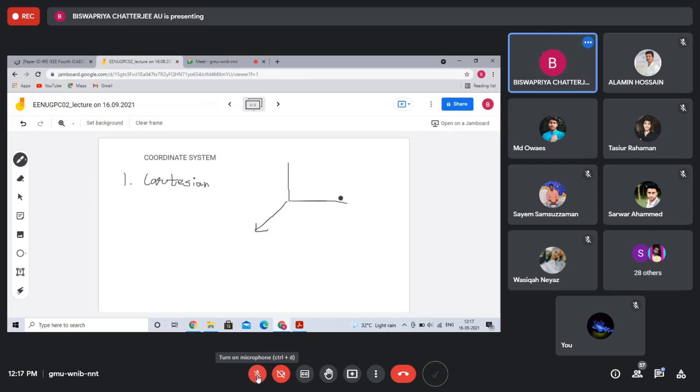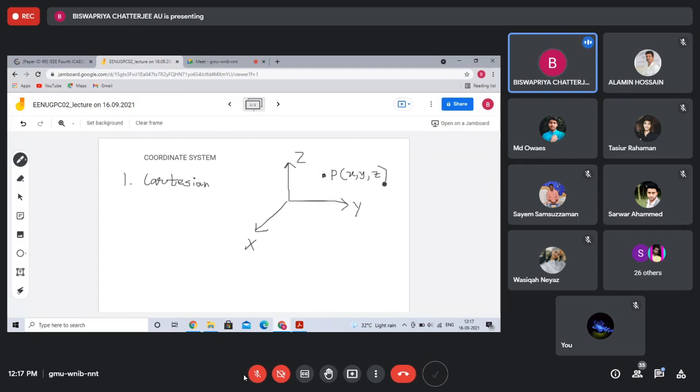Okay. Is the screen visible? Yes, sir. So this is a three-dimensional space. Let us represent it in this way. Everybody do it like that. So this is the x-axis, this is the y-axis, this is the z-axis. Simple. It is the simplest representation of all. So any point P in a three-dimensional space can be represented by a coordinate x, y, z.